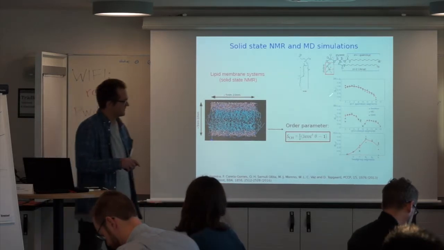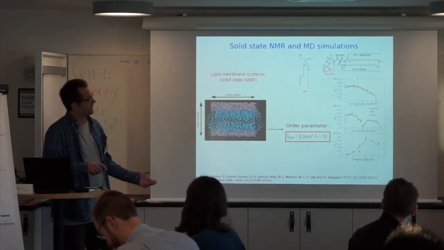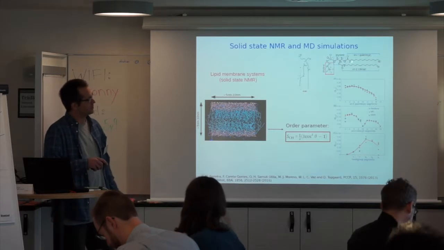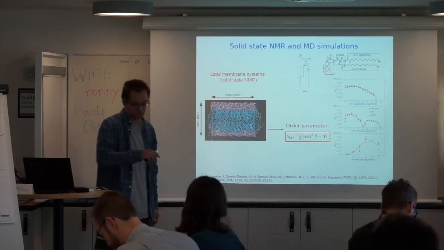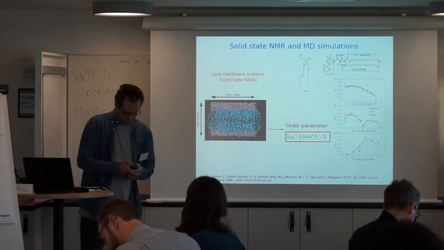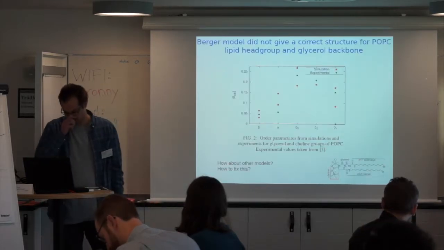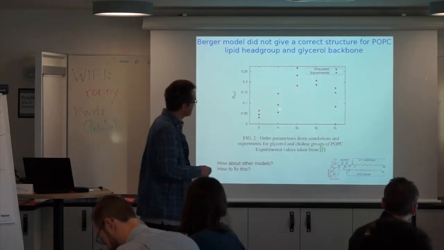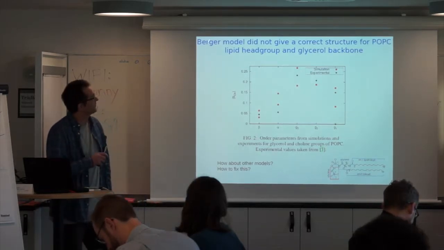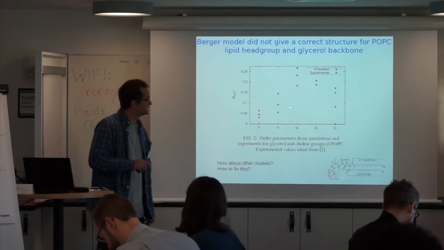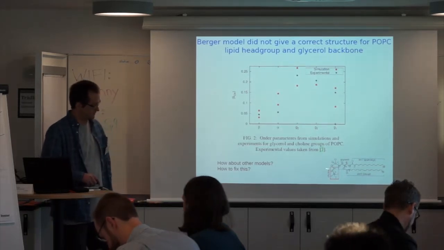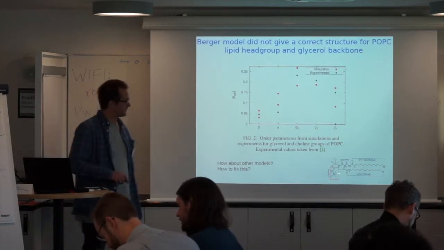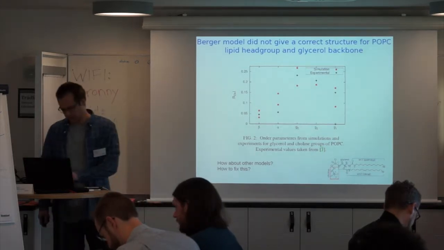I wasn't very excited about this, but then when I was there, I realized that you can actually measure these order parameters also for the glycerol backbone and the head group, which I didn't realize before. So then I compared those to the experiments for the Berger model at the time, and the agreement was not that good, which means that in this model the conformations sampled by the glycerol backbone and the choline were not correct.